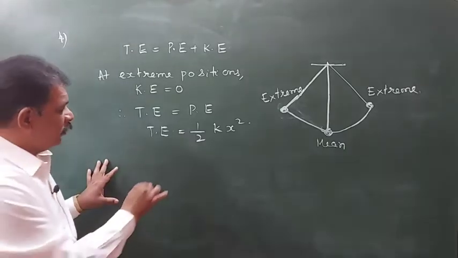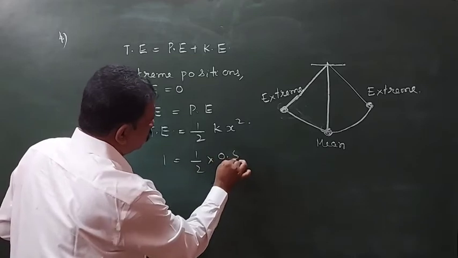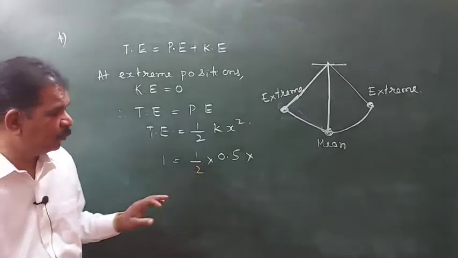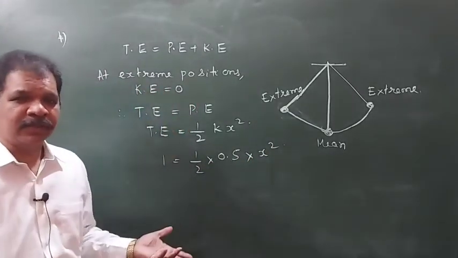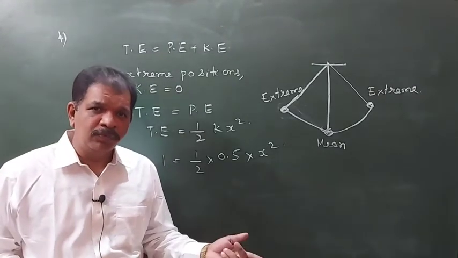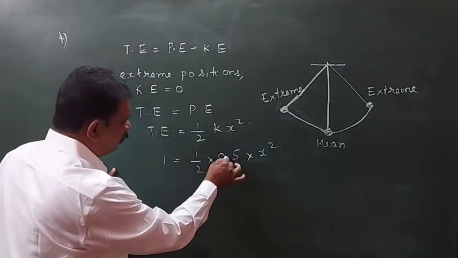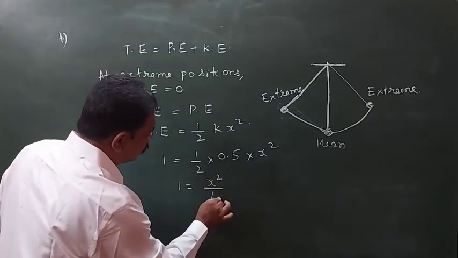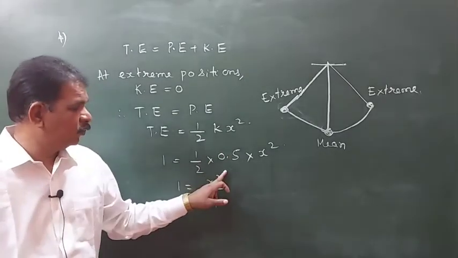Total energy they gave is 1 joule. Spring constant or force constant they gave as 0.5. They asked to find the value of x. Show that x is equal to plus or minus 2. You prove it, like that they asked. So 0.5 means 1 by 2 only. 1 is equal to x square by 4. 1 by 2 into 1 by 2, 2 times 2 will be 4.